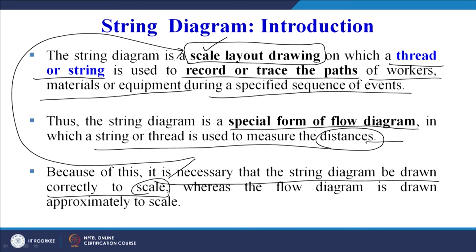The string diagram is a scale layout drawing, so it must be exactly drawn to scale, whereas the flow diagram is drawn approximately to scale. So, since our target here is the accurate measurement of the distance travelled, therefore, the scale is very important in case of the string diagram.